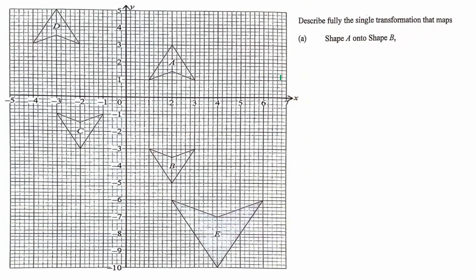But we have to describe it fully, so we have to be a little bit more specific. If you look carefully, this right here is the line of reflection. That's the line y = -1. And how do we know that?